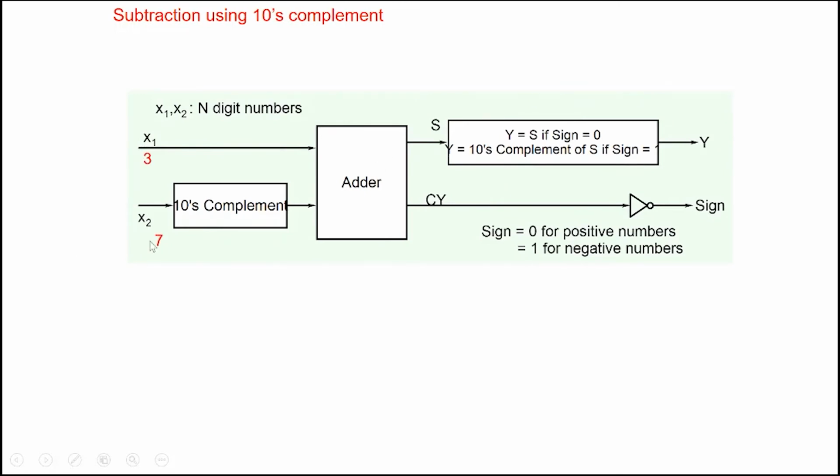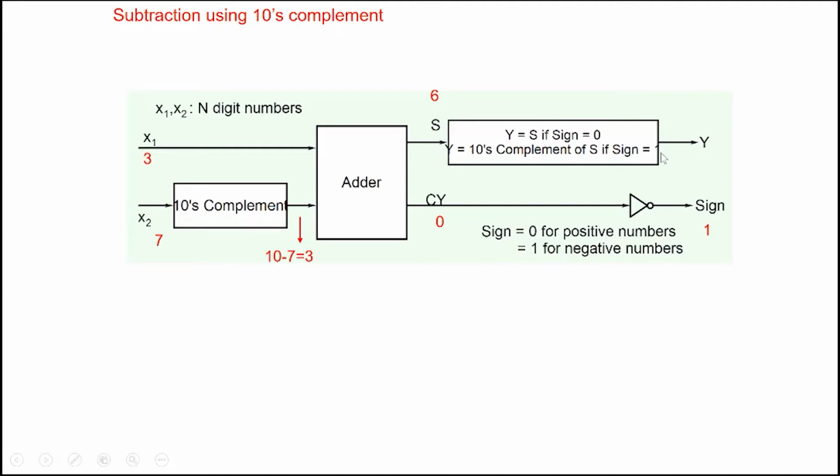Suppose this was 3 and 7, so 3 minus 7. We take the tens complement of 7, which will be 10 minus 7, which is basically 3. We add up 3 plus 3. We get 6 here, and we get 0 for the carry, so the output here will be 1. So it means that the number is negative. That's the sign of the number. So when it is 1, it is negative.